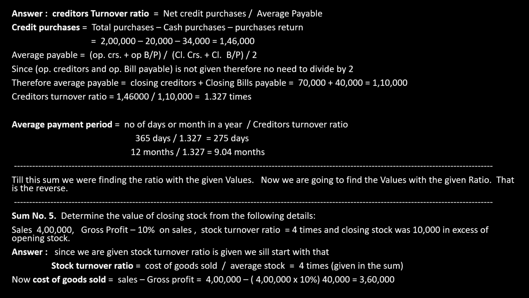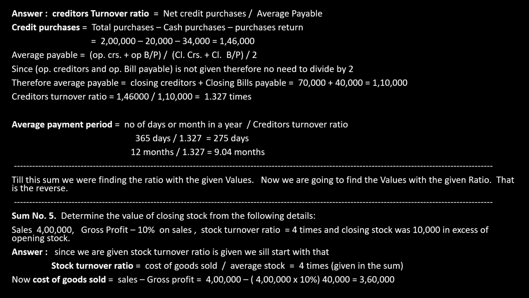1,46,000 divided by 1,10,000 will give me 1.327. So when you find the stock turnover ratio, you add "times" next to it. The answer will be 1.327 times, not days or months. Is it clear? Then average payment period.